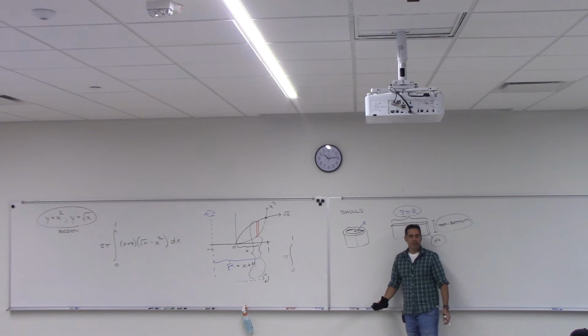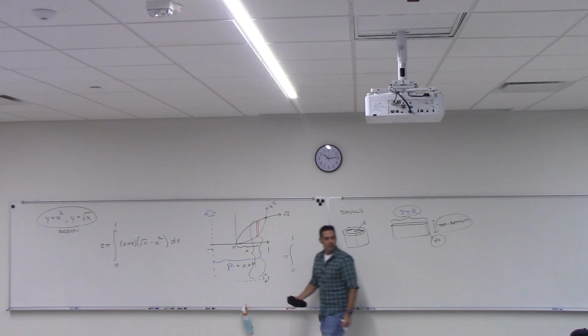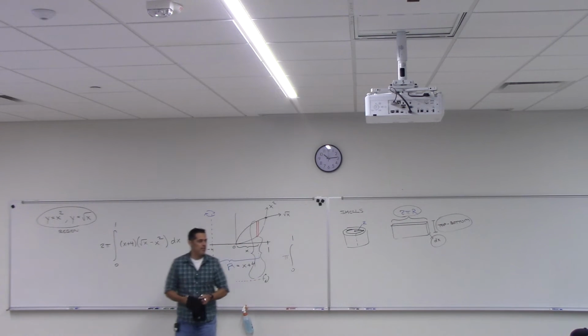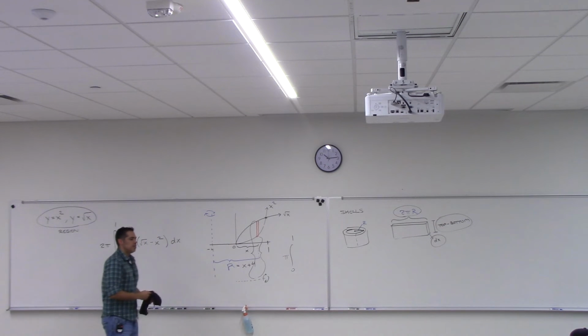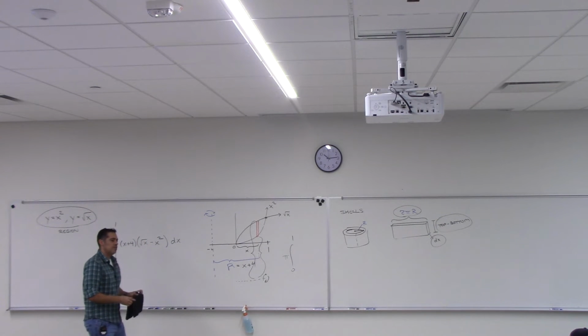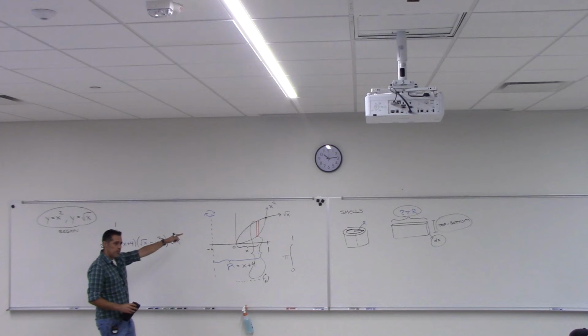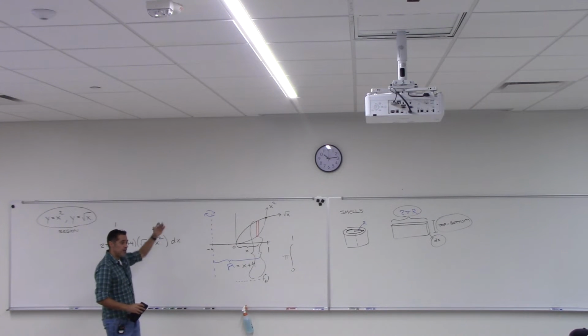Anything else? So then what determines if it's a vertical or a horizontal rectangle? If they're functions of x or functions of y. Yeah, if they're functions of x, you want to go this way. If it's functions of y, you want to go the other way.